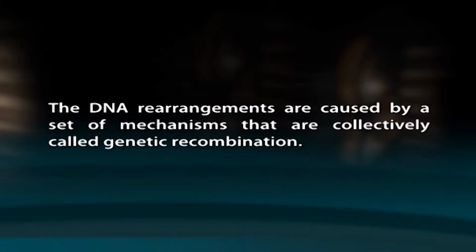In diploid eukaryotic organisms, the exchange of genetic information takes place during the process of meiosis. Here, the genetic recombination is to ensure that each gamete includes both maternally and paternally derived genetic information such that the resulting offspring will inherit genes from all four of its grandparents, thereby acquiring a maximum amount of genetic diversity. In a population, this type of genetic variation is crucial to allow organisms to evolve in response to a changing environment. The DNA rearrangements are caused by a set of mechanisms that are collectively called genetic recombination.